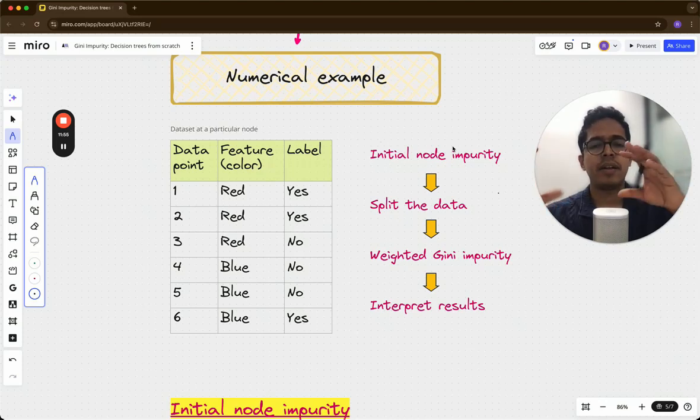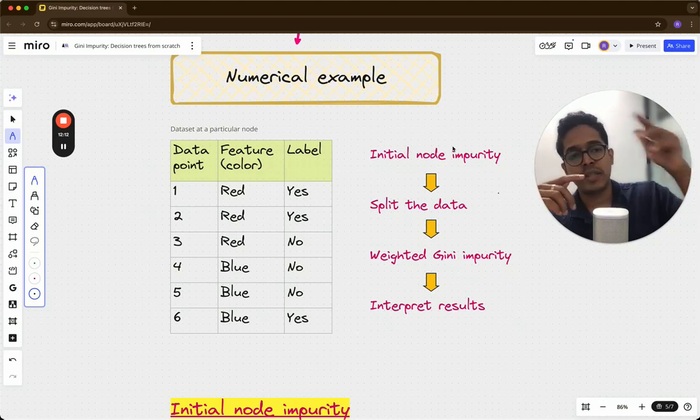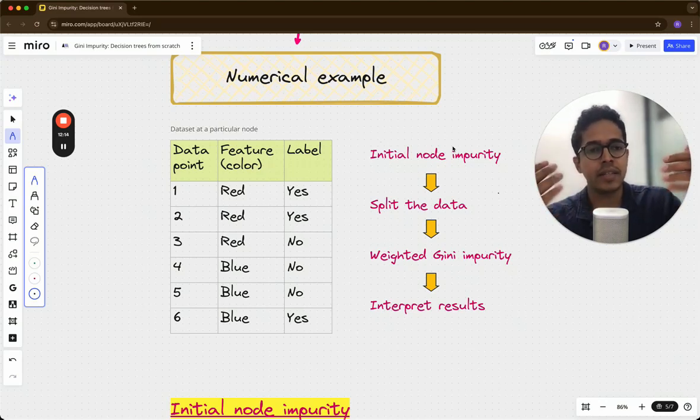Then what we do is, after we select the feature, here in this case only color, we split the data. Then after splitting the data, we calculate the Gini impurity of the individual children nodes. And then we calculate something called weighted Gini impurity, because we have to compare the final weighted Gini impurity with the original Gini impurity. And if the impurity is decreasing, that means you are going in a generally better direction. And finally, you interpret the results saying, okay, Gini impurity of the original parent node was this much, the weighted Gini impurity of the children nodes is this much, which means you are generally going in a good direction.